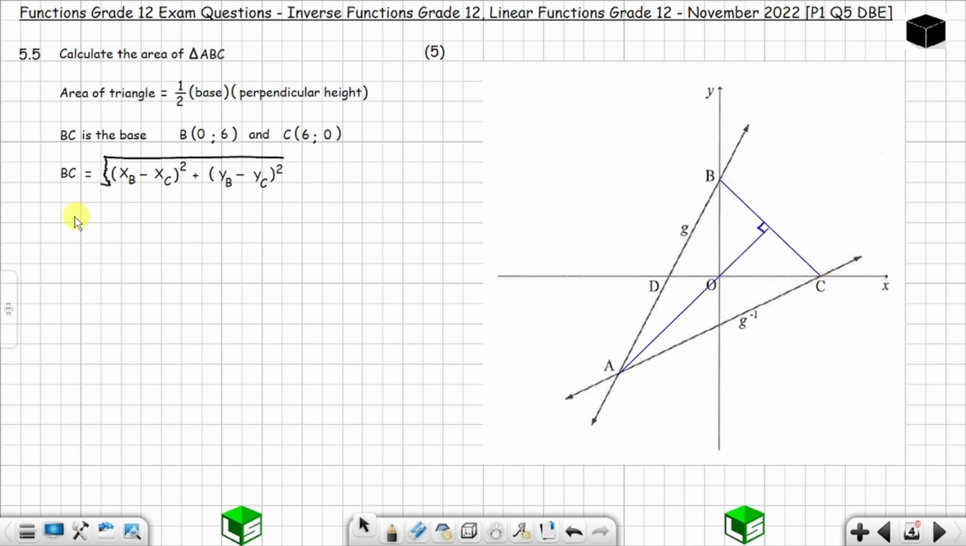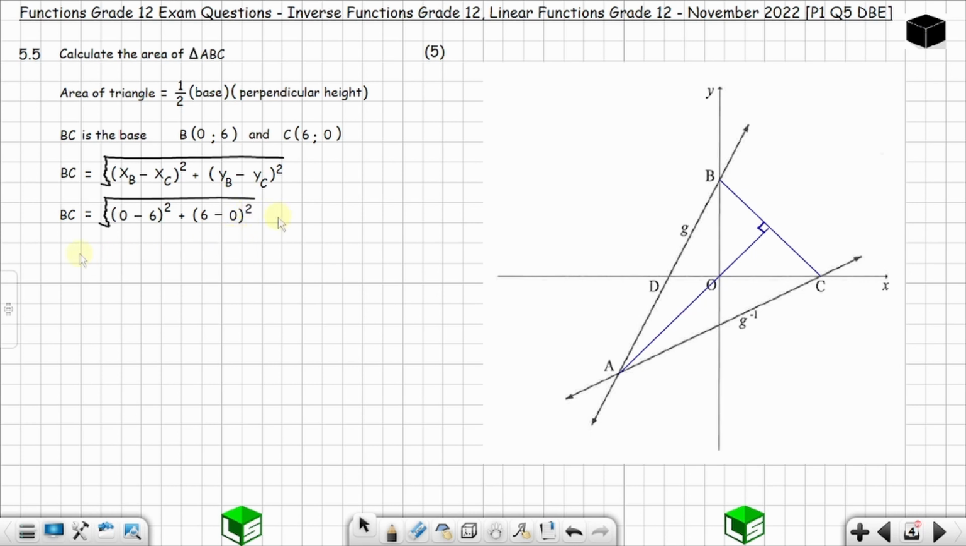Let's use it. So BC is equal to the square root of the x-coordinate of B, which is 0, minus the x-coordinate of C, which is 6, squared, plus the y-coordinate of B, which is 6, minus the y-coordinate of C, which is 0. This is x and this is y. The first coordinate is always x and the second coordinate is always y. So the y-coordinate of C is 0.